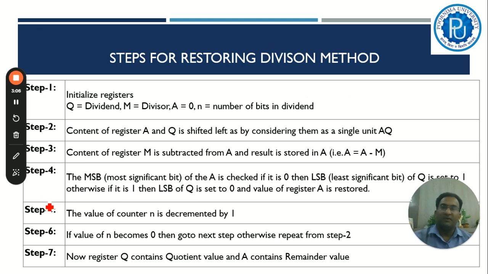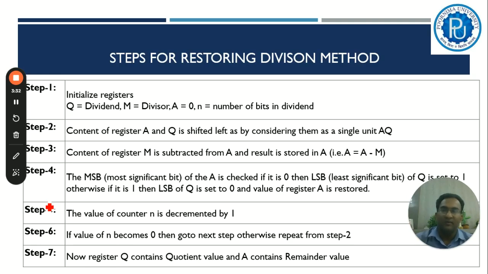So, the steps for the restoring division method. Step one: first of all, we have to initialize the registers. Register Q is going to hold the dividend. Register M is going to hold the value of the divisor. Register A is initialized to 0, and N is the number of bits in the dividend.